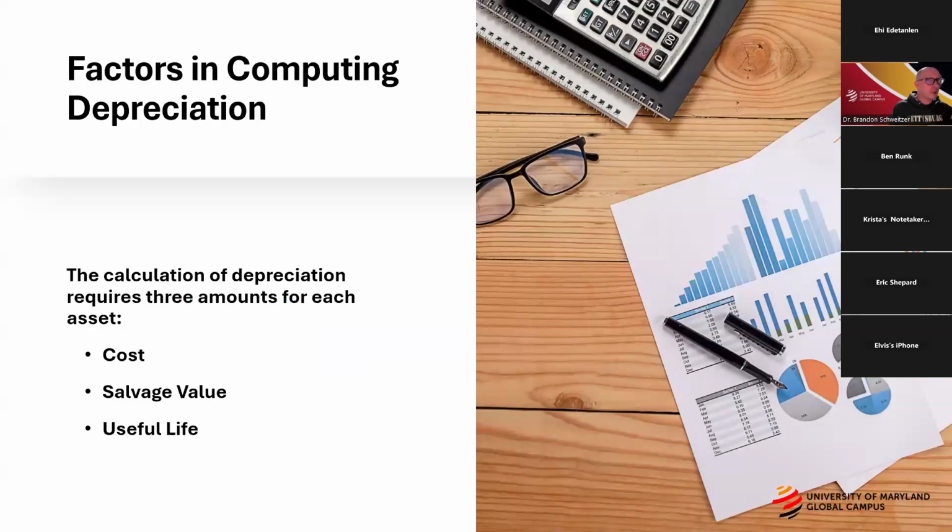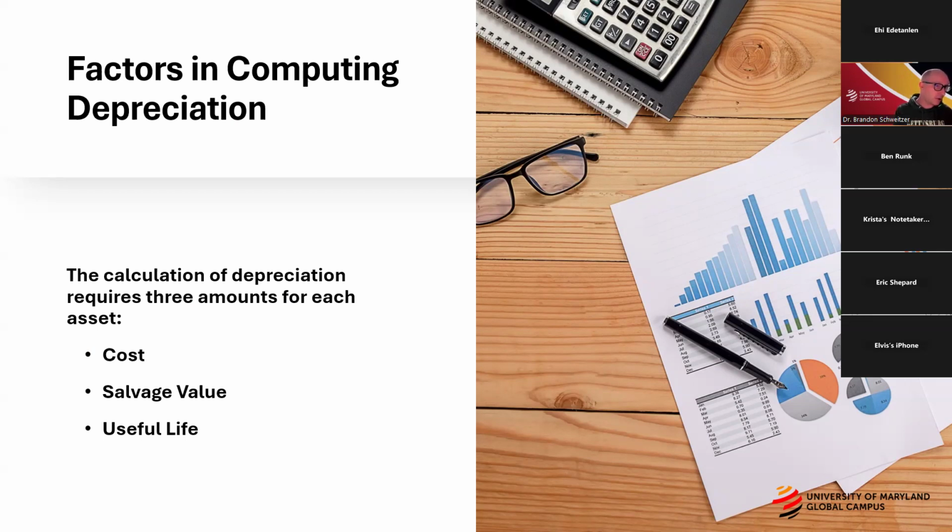There's a couple of ways we go about computing depreciation. And I'm going to walk you through a few methods that we use in accounting for the allocation of depreciation. A couple of different methods that we use. And so the first thing I want to talk about are the factors that we use for computing depreciation expense.